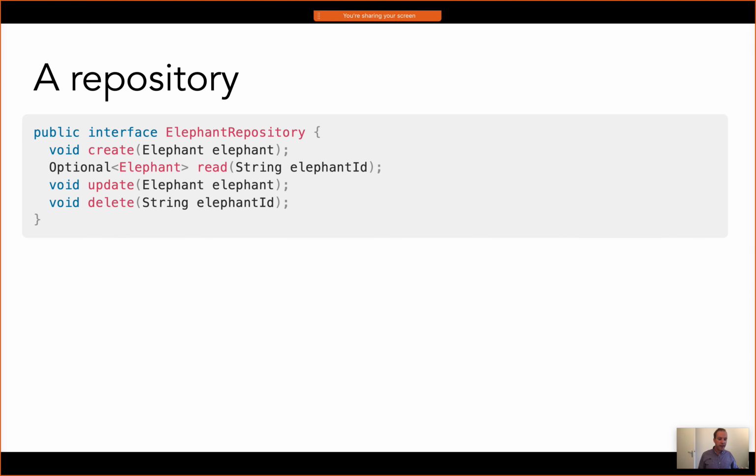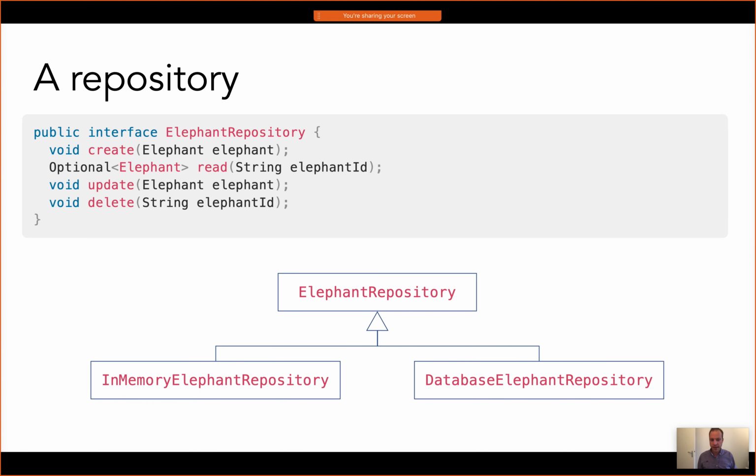Okay, now on to something that actually does something. We've seen void methods. We've seen simple getters. What about objects that actually perform a function, like the elephant repository? It supports the typical CRUD operations that you can expect from a repository. You can create an elephant, read it, update it, delete it, the works. And let's suppose we have two implementations. An implementation that stores elephants in a relational database, a database elephant repository, and one that uses an in-memory data structure to keep track of elephants, the in-memory elephant repository.